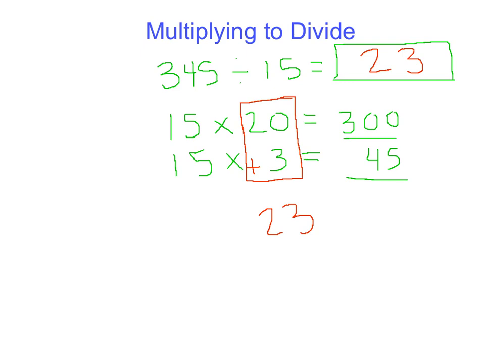Okay, want to try another one? Yeah, I think we should. Let me get rid of this one right here. Okay. So let's do a different screen. Okay, so give me a number. Pick a number, any number. Go big. 642. Okay.